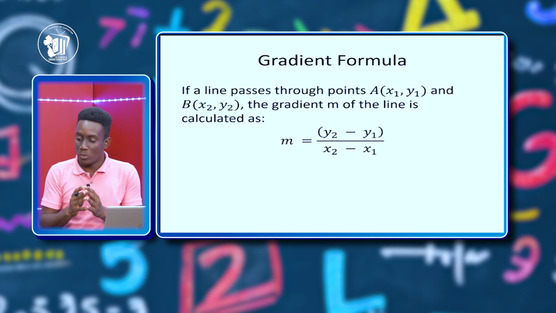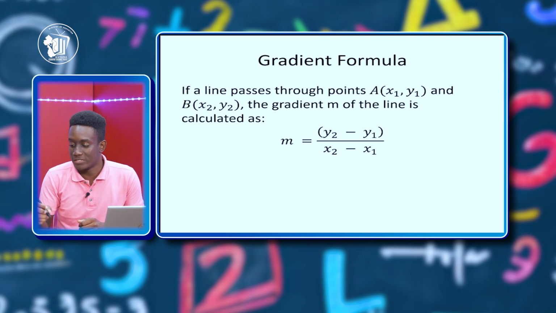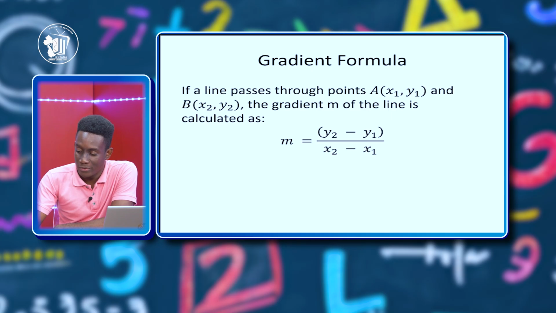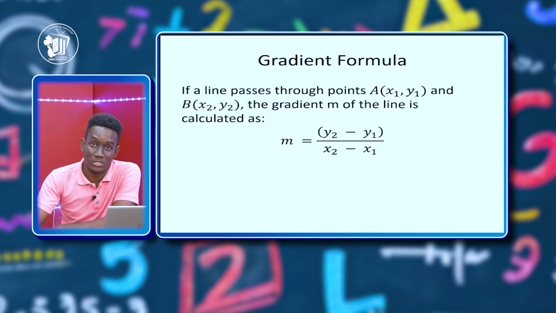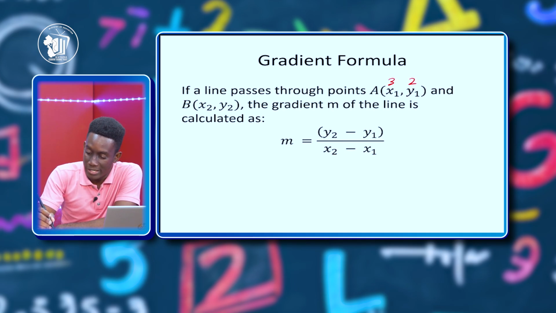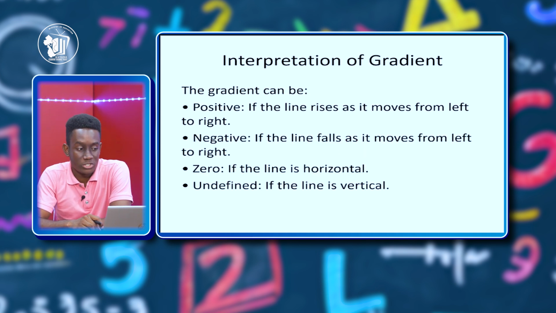So x1, y1 and x2, y2 just represent the coordinates of a point. If you have point A, which is x1, y1, this is just in place of a normal coordinate. So this can turn into 3, 2. For B, x2, y2, this can be 3, 1 or something like that. Just an example. So let's look at some interpretation of the gradient.